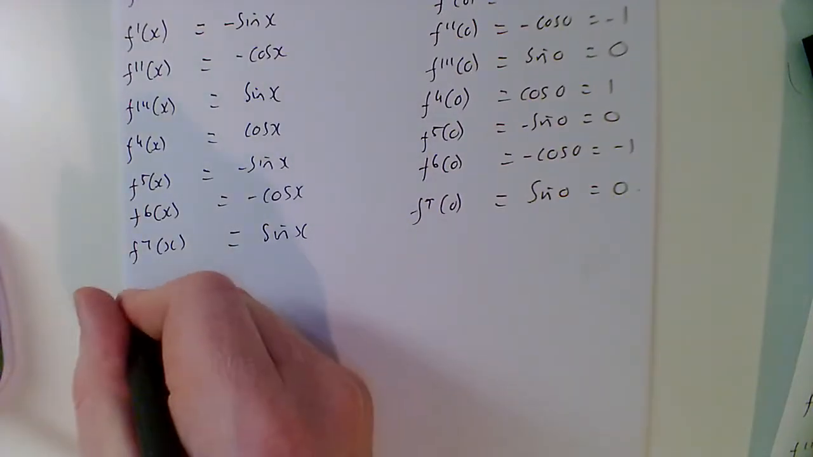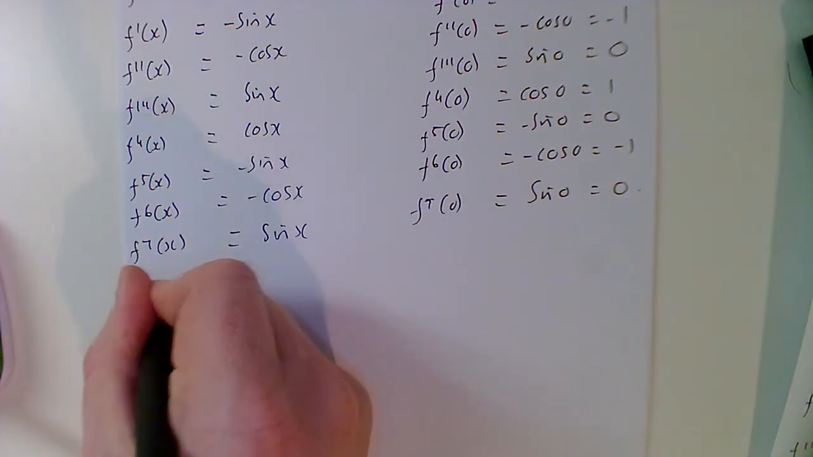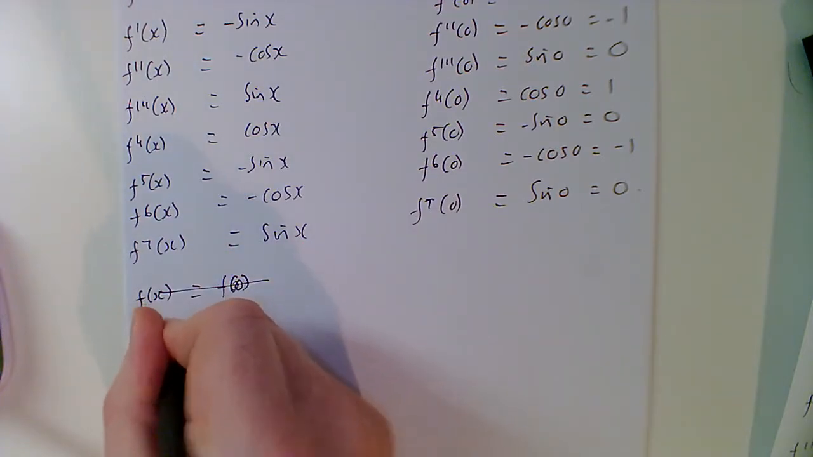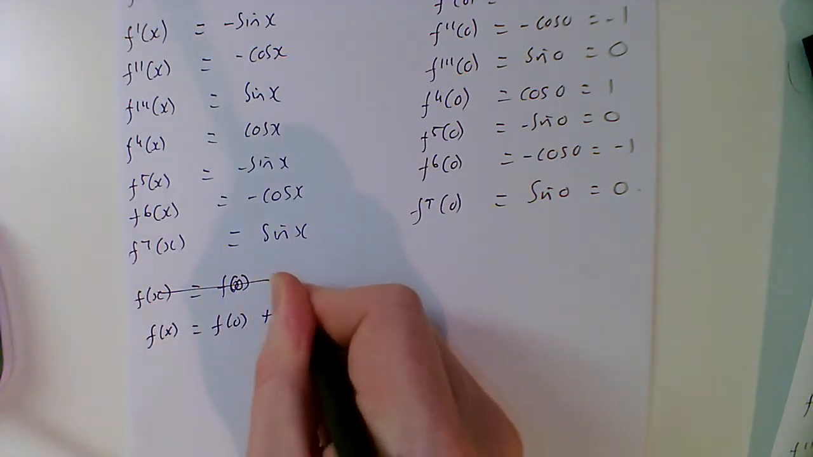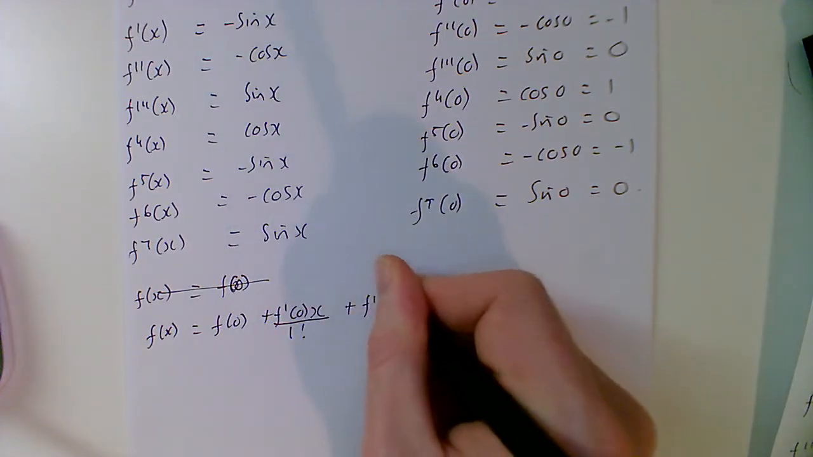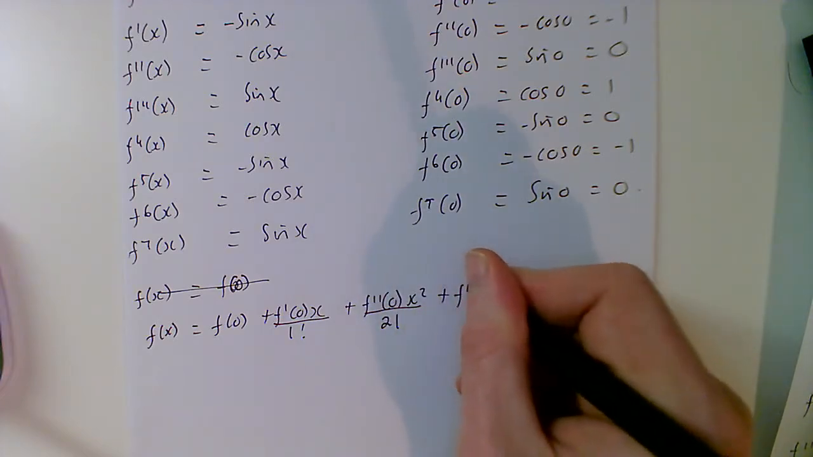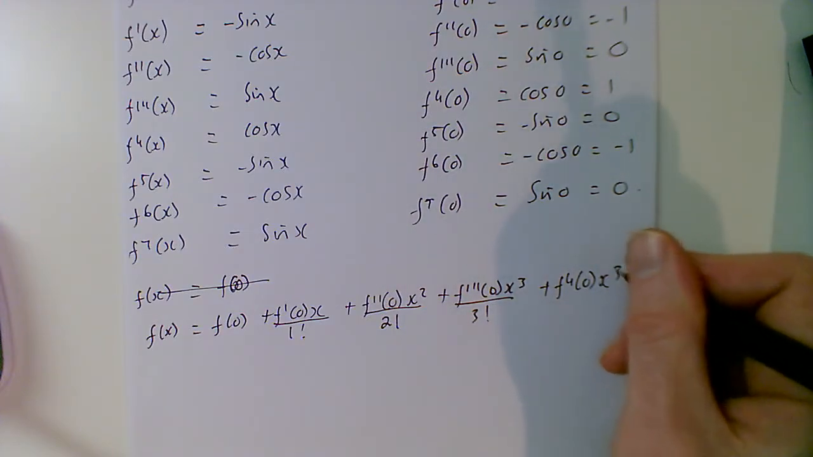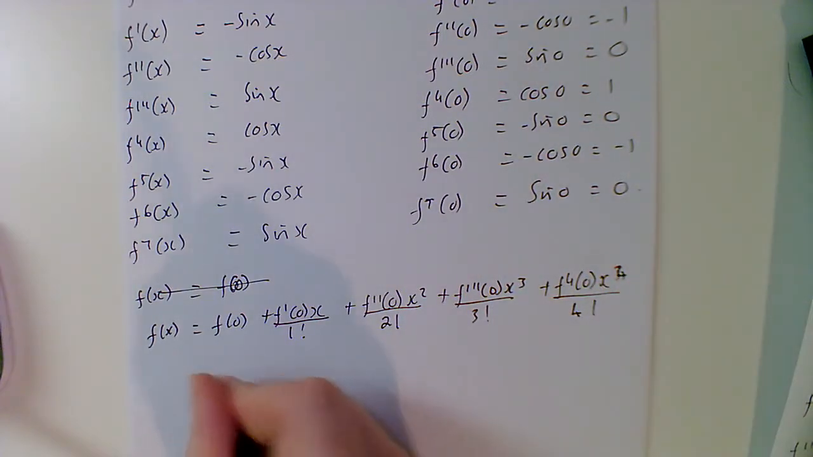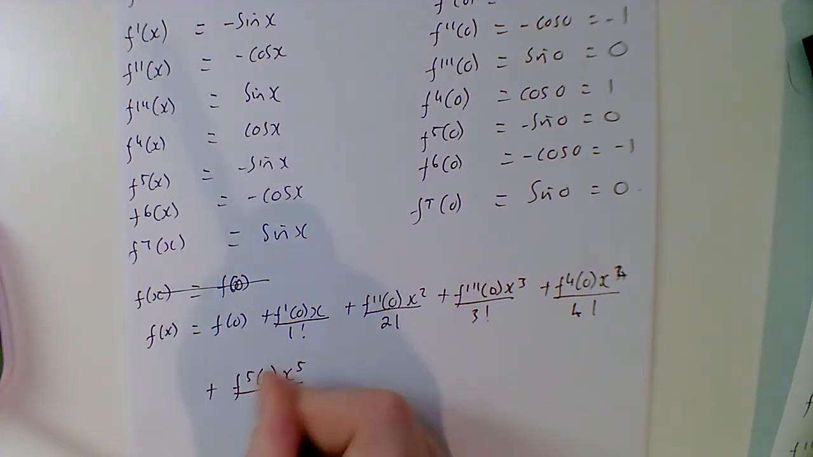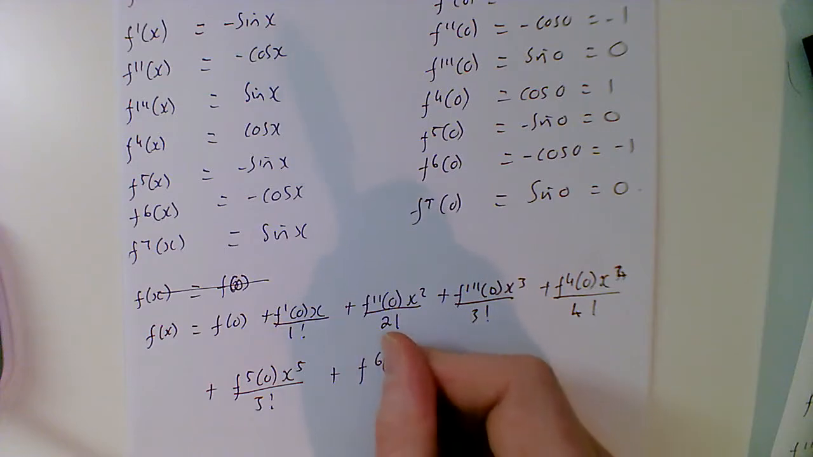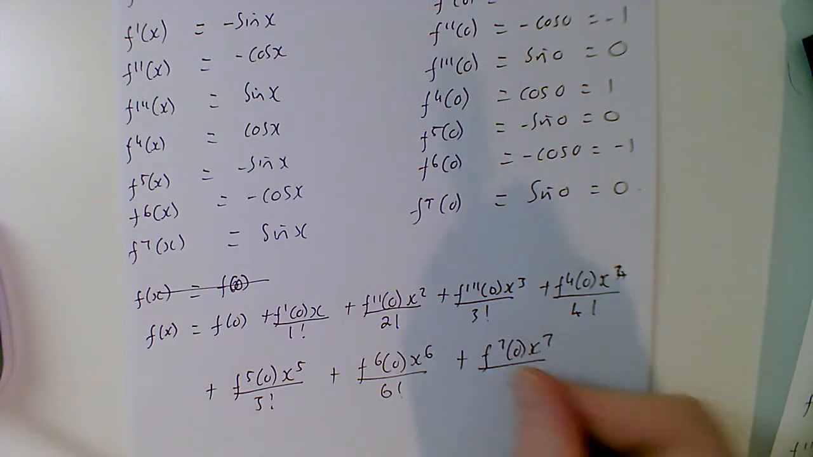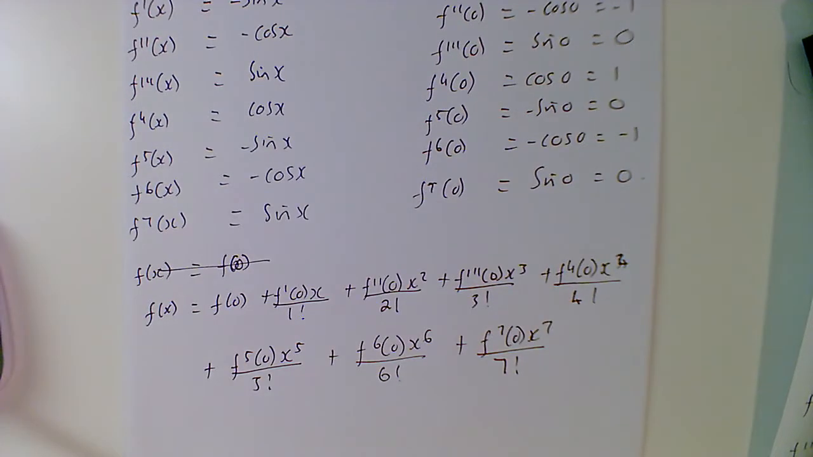Right, so I'm going all the way up to the x to the power 7 term, so f of x is going to be f of 0 plus f dash of 0 x over 1 factorial plus f double dash of 0 x squared over 2 factorial plus f triple dash of 0 x cubed over 3 factorial plus the fourth derivative of 0 x to the power of 4 over 4 factorial plus the fifth derivative of 0 x to the power of 5 over 5 factorial plus the sixth derivative at 0, x to the power of 6 over 6 factorial plus the seventh derivative at 0, x to the power of 7 over 7 factorial. Right, annoying, yes.